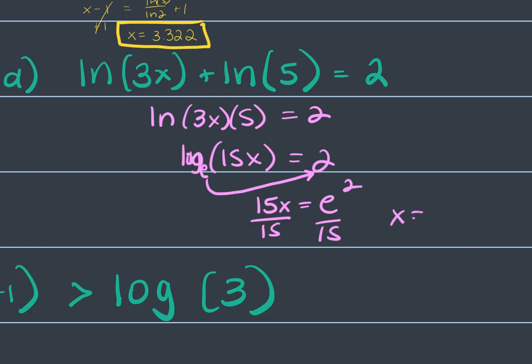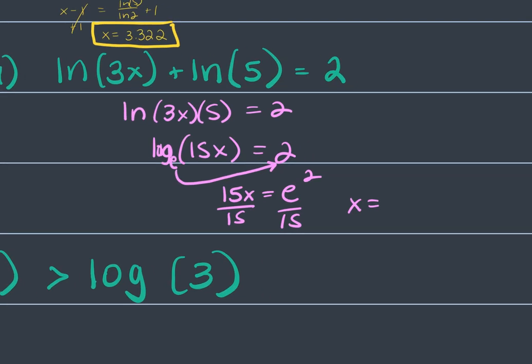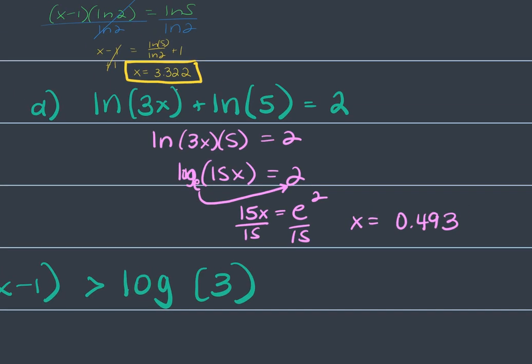So now we're back to a calculator question. e to the second divided by 15. 0.4926, so 0.493. And then I check it. x would have to be greater than 0, and it is. So I can keep it.